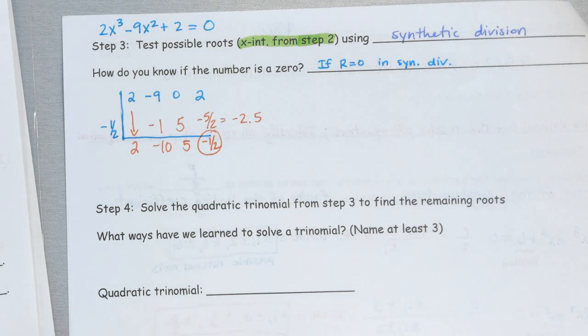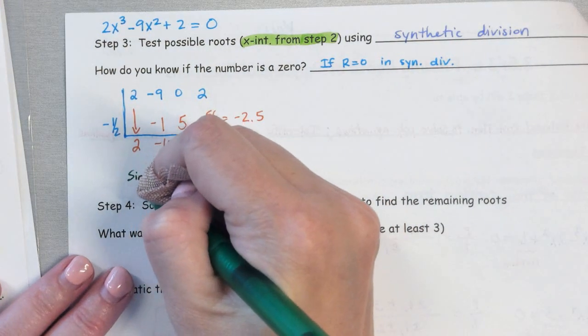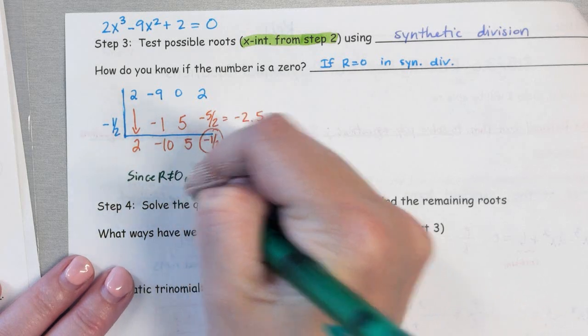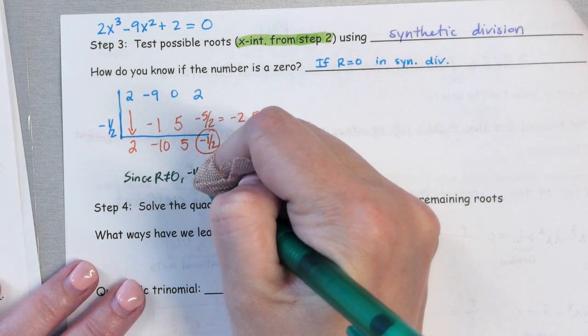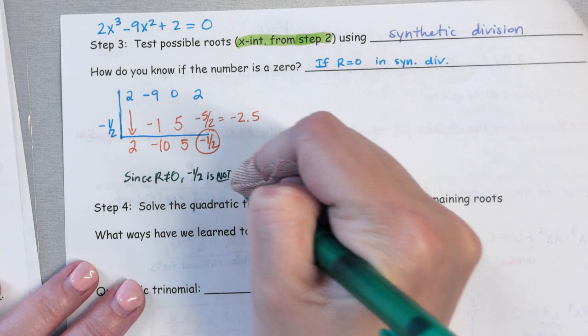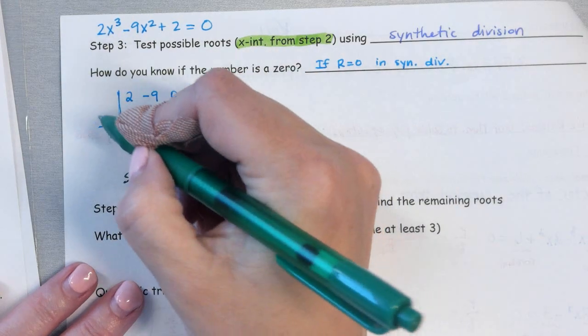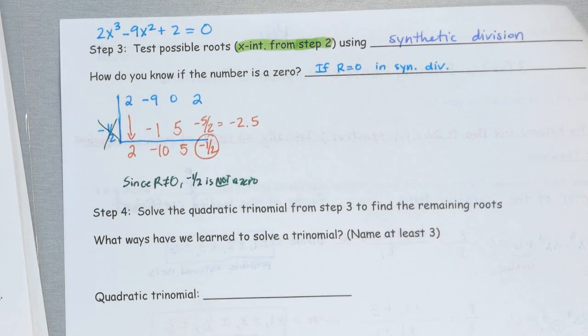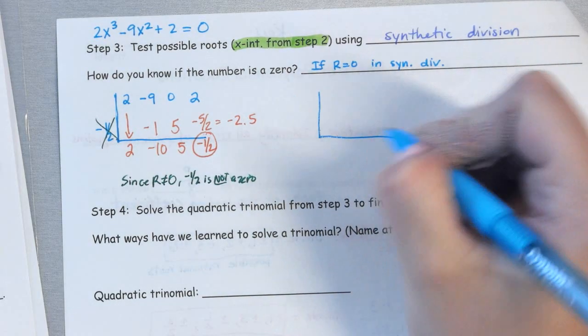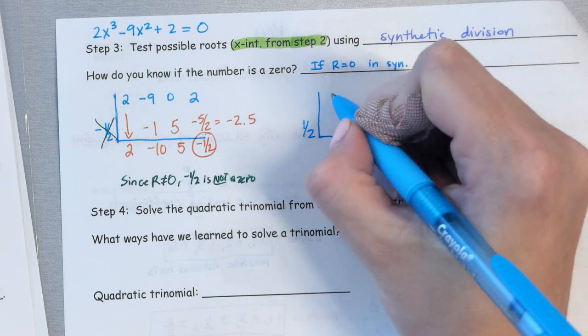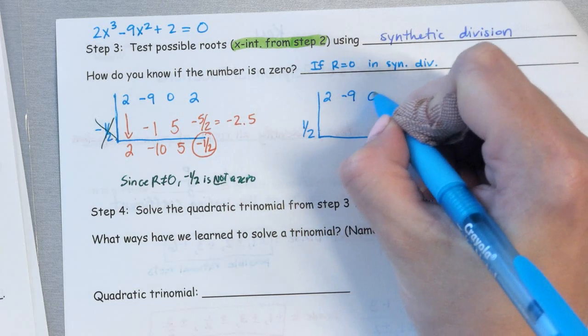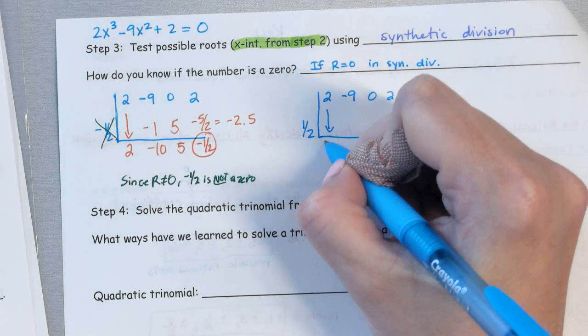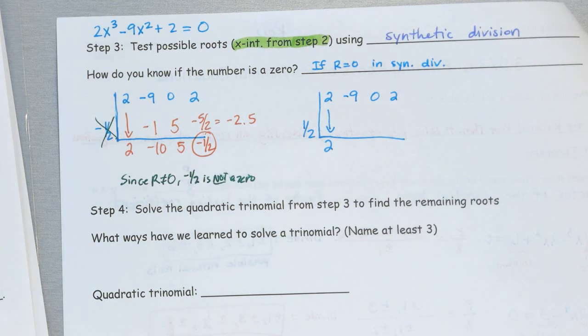Okay, so is this a 0? Nope. Okay, so since r does not equal 0, that means -1/2 is not a 0. Okay, but I did want to show you how you can verify that. So let's try 1/2. So positive 1/2 also looks like that could be a 0. So I'm going to use the same coefficients. The process is really similar. Well, it's the exact same, except for the negative.